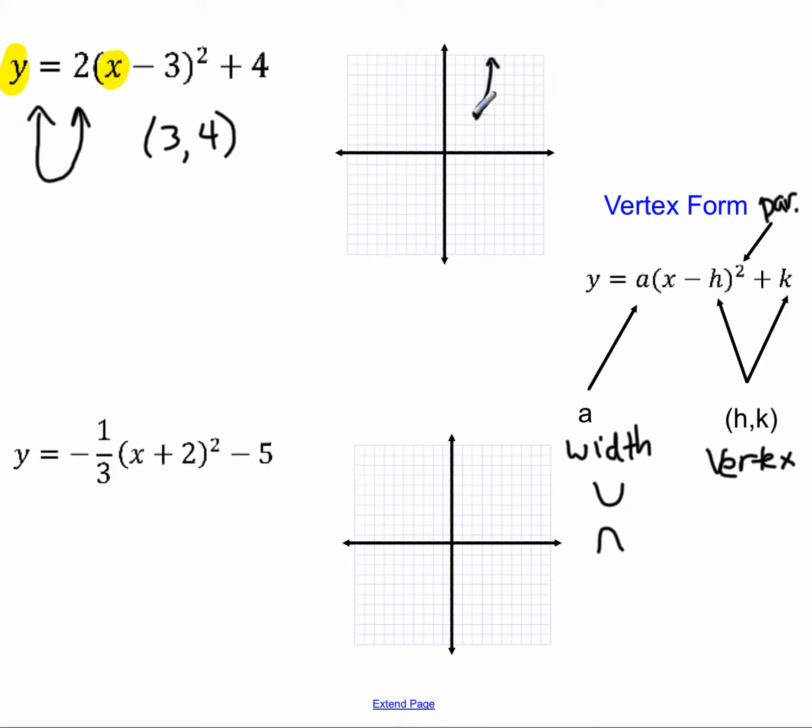So I know it's going to look something like that. And that's not perfect the way I drew it. Now, if I really wanted to be more precise, I could note my vertex. I'm going to erase that. I'm going to note my vertex at (3, 4).